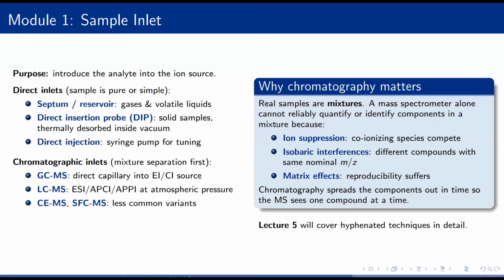The solution is chromatography. The chromatograph spreads the components of the mixture out in time, so that at any given moment, only one compound, or at worst, a few compounds, are entering the ion source. That directly improves ionization efficiency, solves most matrix effects, and makes quantitative MS possible in real samples. We will return to this in Lecture 5 when we cover hyphenated techniques and the LC-MS MRM workflow in detail.